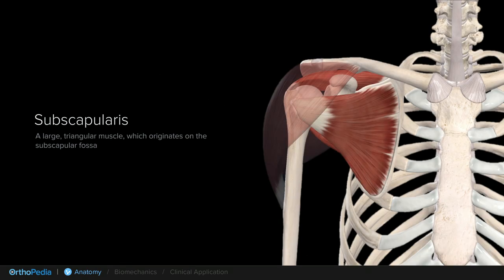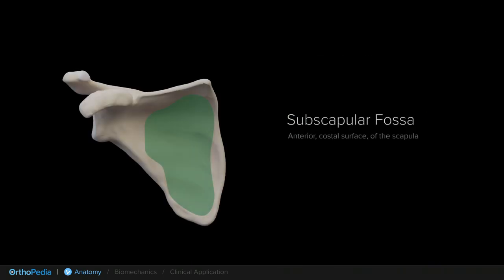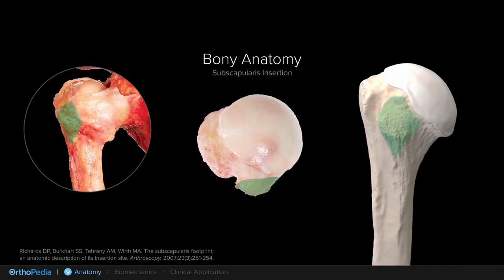As a brief overview, the subscapularis is defined as a large, triangular muscle which originates on the subscapular fossa of the scapula and inserts on the lesser tuberosity of the humerus. The subscapularis is the most anterior rotator cuff muscle.